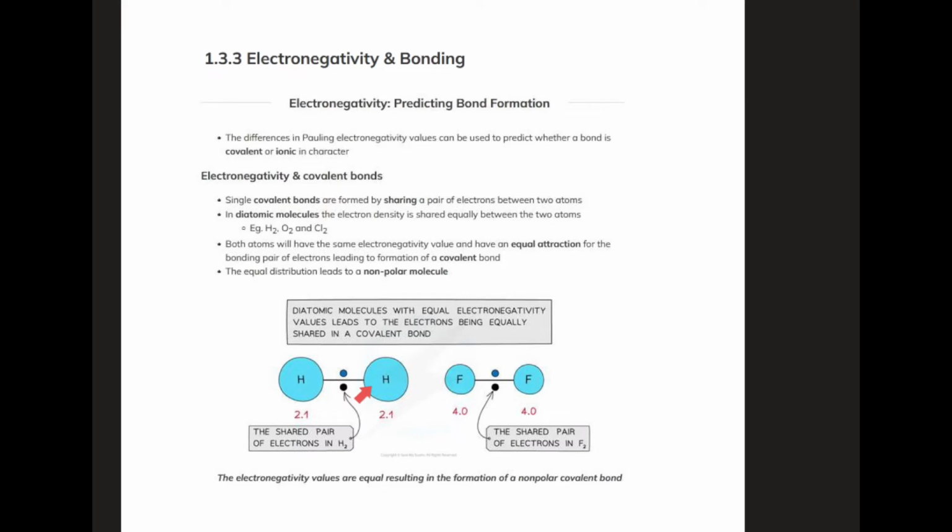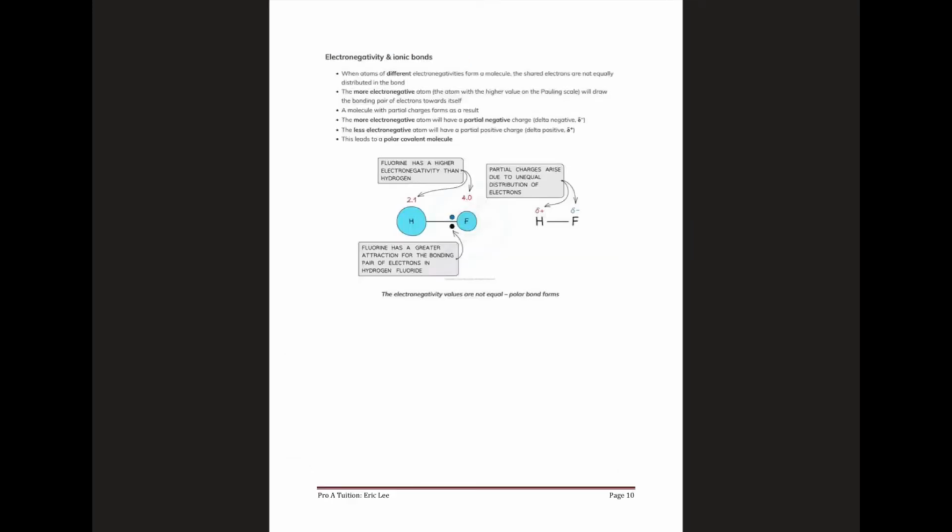So that is why this is pure covalent, and it is also known as non-polar molecule. Non-polar means we don't have delta plus and delta minus, as the electrons are equally shared. Yeah, that is non-polar. Okay, so let's move on.